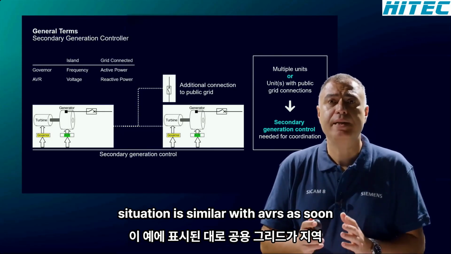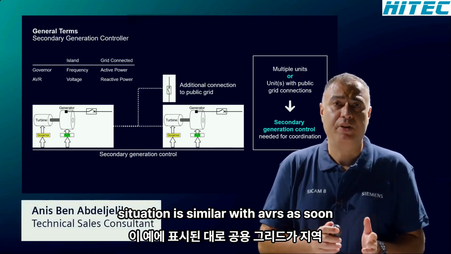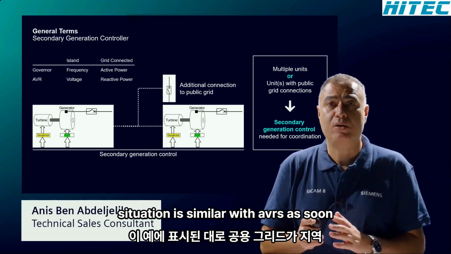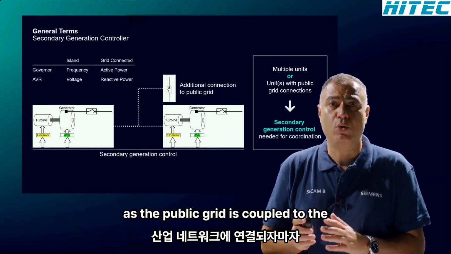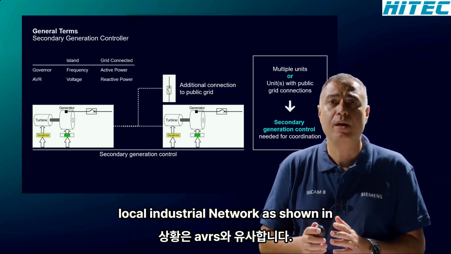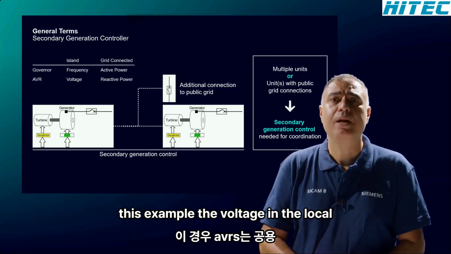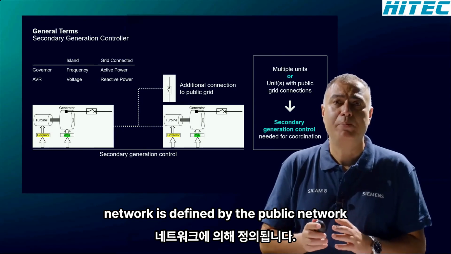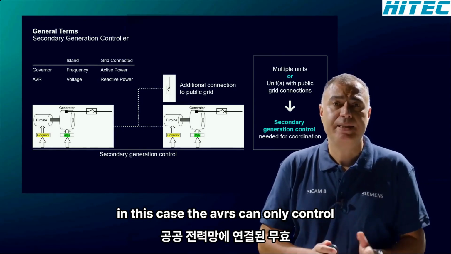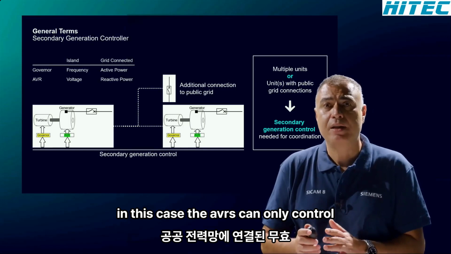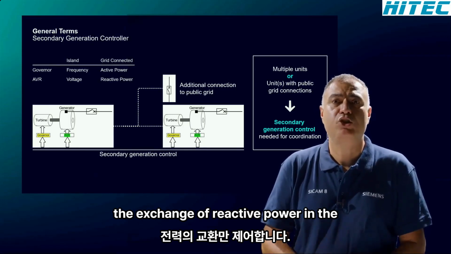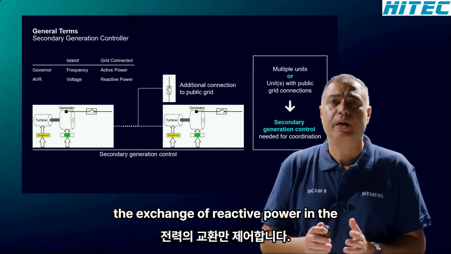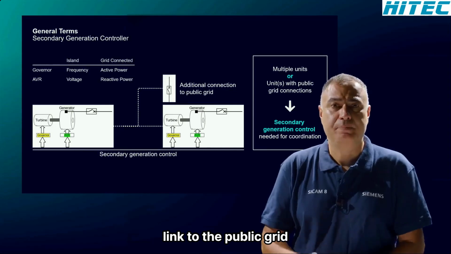The situation is similar with AVRs. As soon as the public grid is coupled to the local industrial network, as shown in this example, the voltage in the local network is defined by the public network. In this case, the AVRs can only control the exchange of reactive power in the link to the public grid.